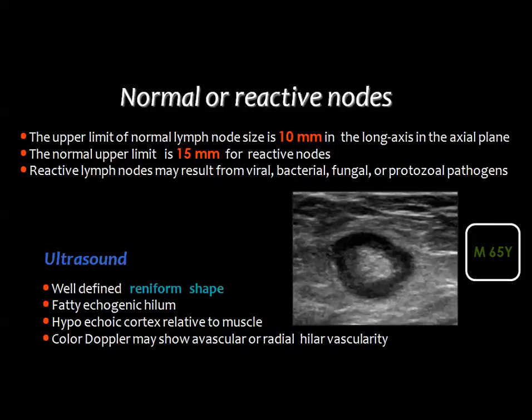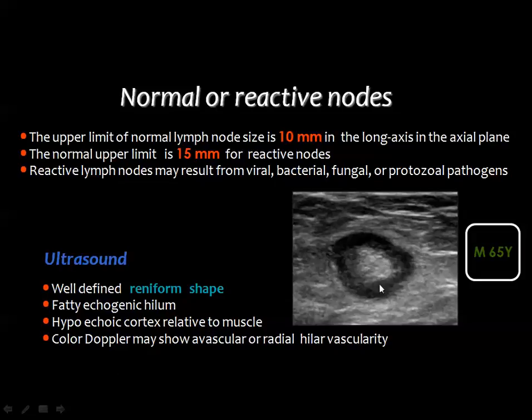In the ultrasound, appearance of normal nodes include, number 1, well-defined kidney shape. Number 2, the presence of fatty echogenic hilum. As you see, the hilum of the node contains fat, and fat in ultrasound is echogenic. Then hypoechoic cortex relative to the adjacent muscles. This is the cortex, which is hypoechoic.